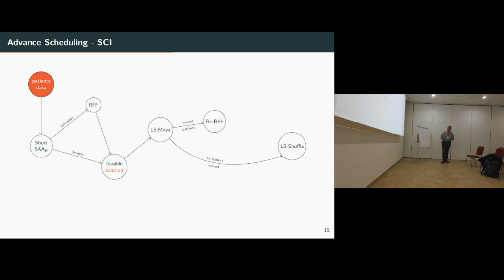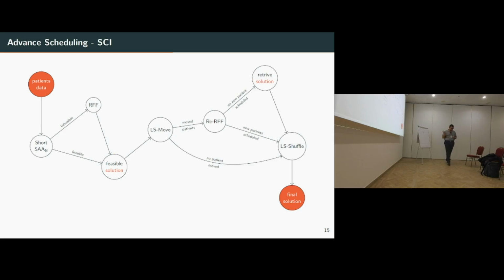If we do move some patient, we free up some space, so we try to reschedule other patients. If new patients are scheduled, we pass to the LS shuffle. If no new patients are scheduled, we now have an unbalanced solution, so we go back, we retrieve the feasible solution we found before that is certainly more balanced than this one, and we go to the LS shuffle. This gives us our final solution.